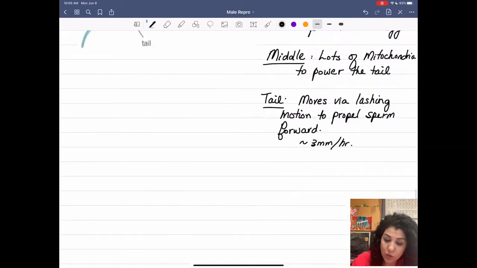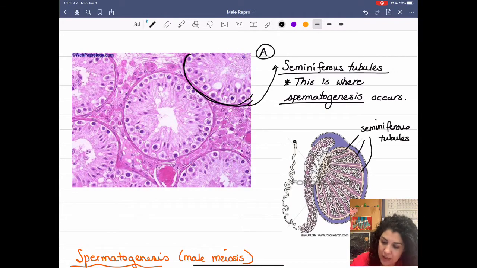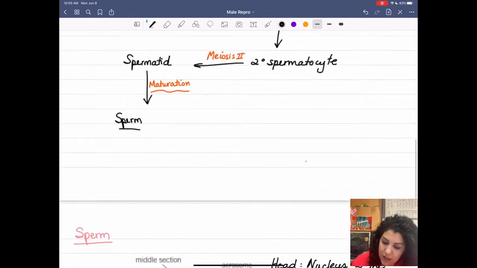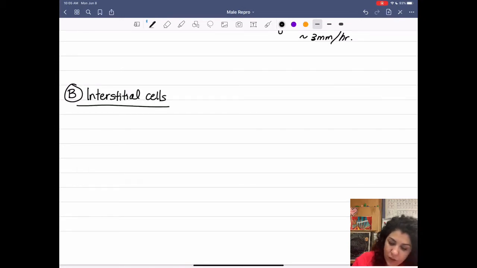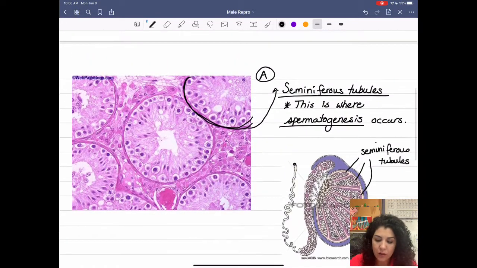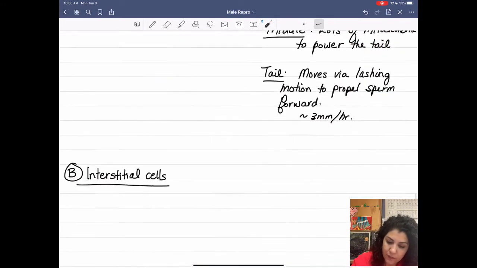So back then to our testes, we were looking at seminiferous tubules, let's give these A, because we talked about one, right? Yes, so A. So that is one. And B, these are the interstitial cells. And so when we go back to this cross section here, we have our seminiferous tubules, these guys, right? And then the interstitial cells are in between those seminiferous tubules, okay?